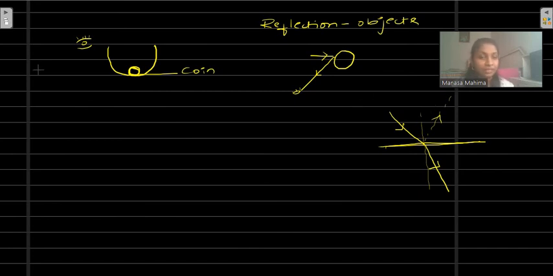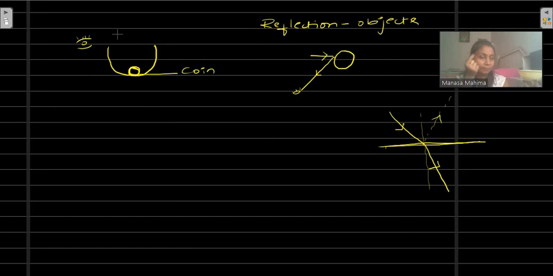Okay, suppose we see a coin. My eye is here and I am seeing the coin by holding the cup like this. Correct. I am holding the cup like this and I am seeing. But now I can't see the coin. What will I do? I will pour water. I am pouring water and now I can see a little amount of the coin.